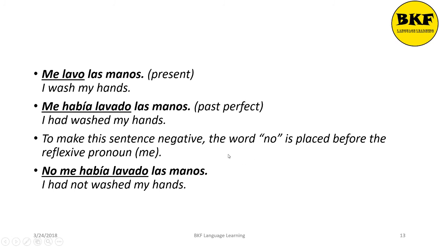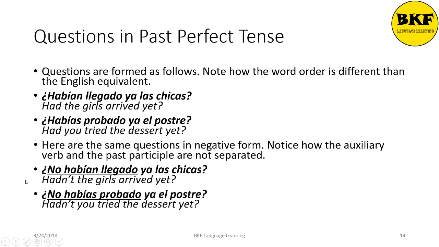To make the sentence negative, we can make use of the word no. So if I want to say I had not washed my hands, I would say no me había lavado las manos. Now let's see how to form questions in past perfect tense. So questions are formed as follows.